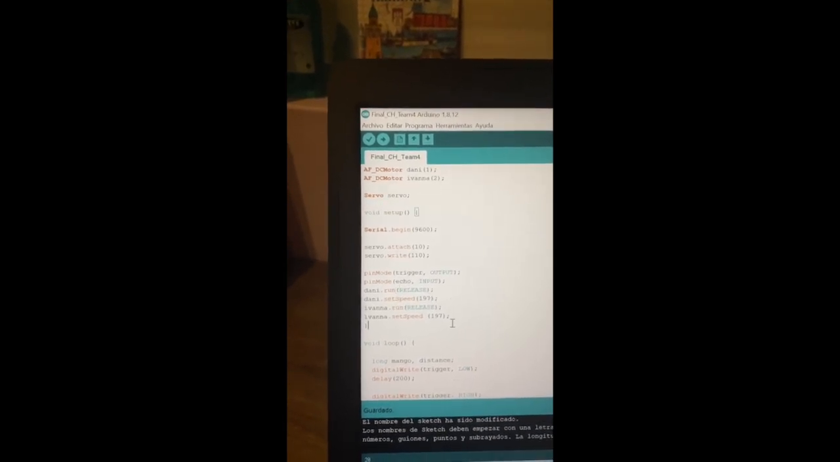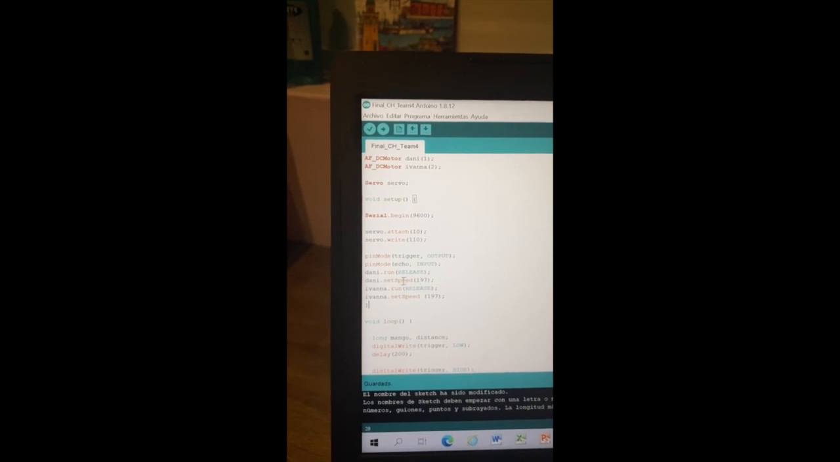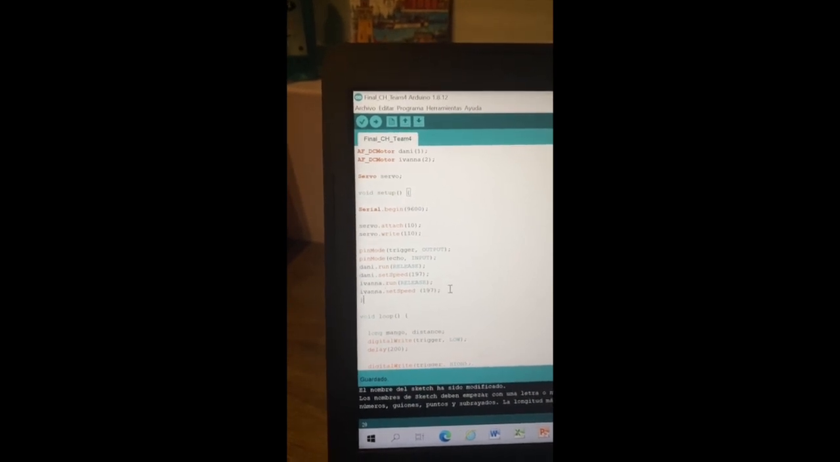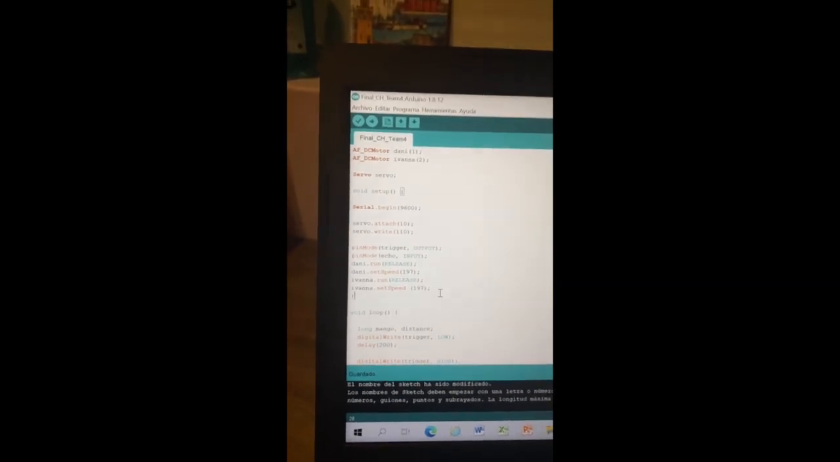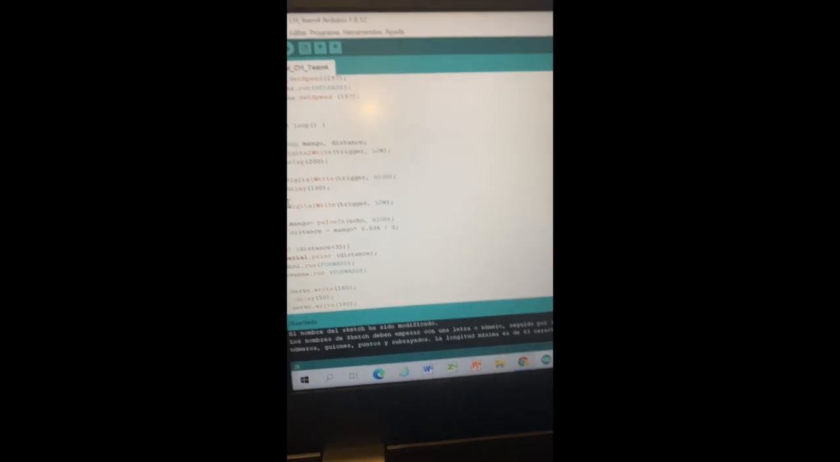We're gonna explain that now. And then for the motors, we started them and set the speed to 197. For the loop, all of this is how we measured the distance.